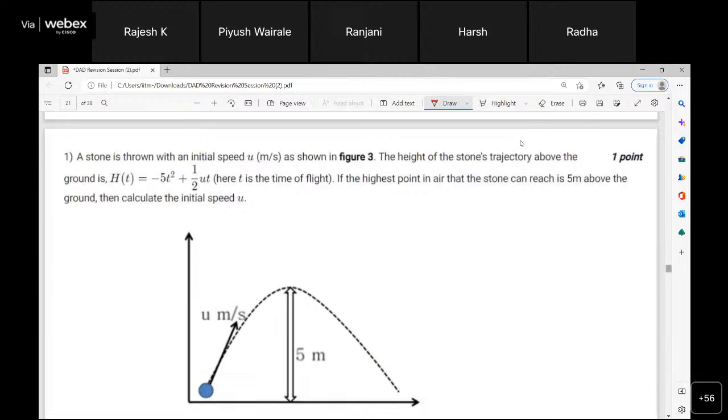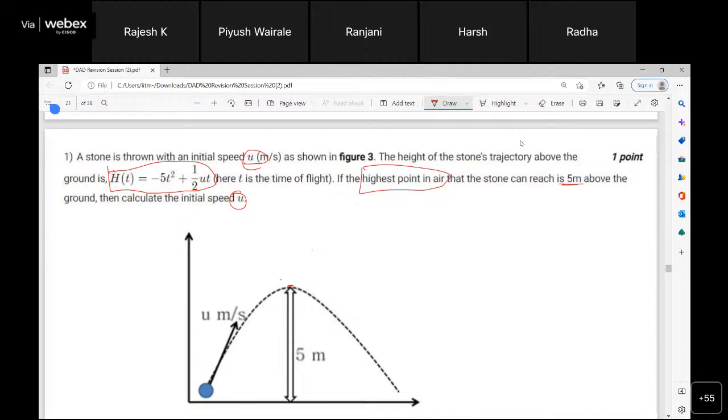Now solve this problem, based on the concept I have discussed. A stone is thrown with initial speed u as shown in the figure. The height of the stone's trajectory above the ground, h of t, is like this. Okay, so this is the expression, and t is the time of flight. If the highest point in air that the stone can reach is 5 meters above the ground, here you can see this is the point, then calculate the initial speed u. So simply we need to find out u. Yes, anyone? How to approach? Tell me your approach. The vertex is 5.